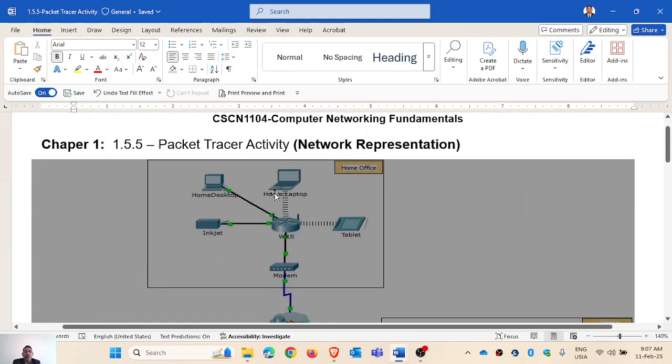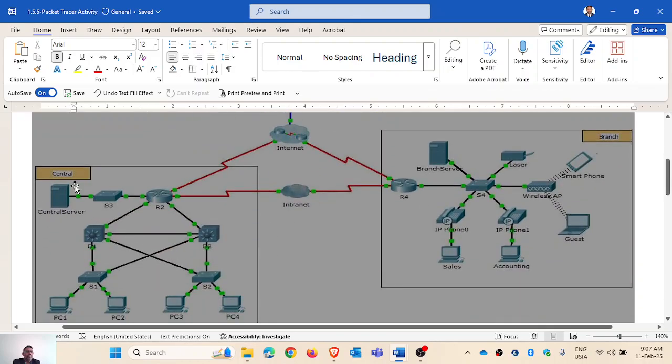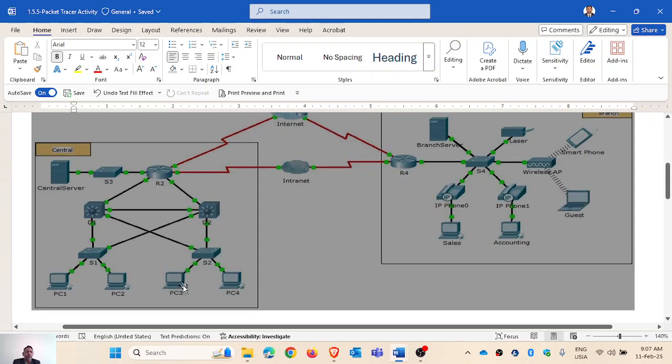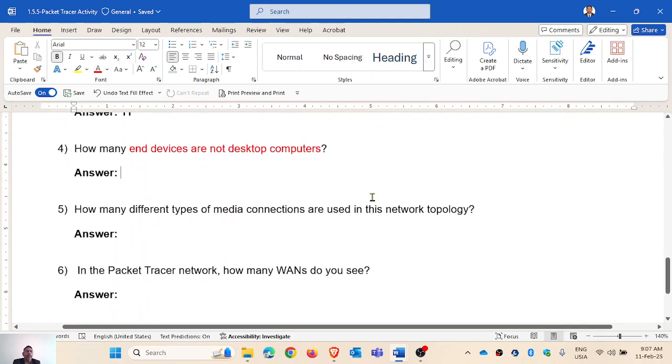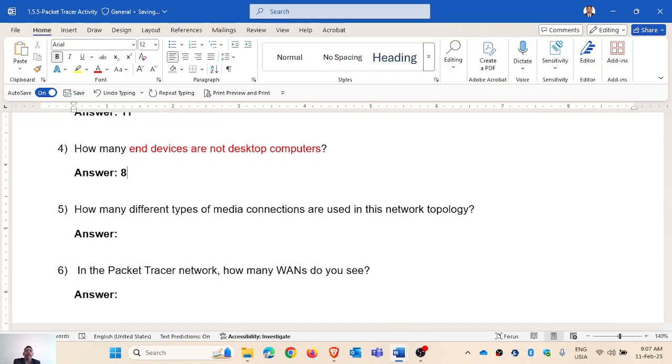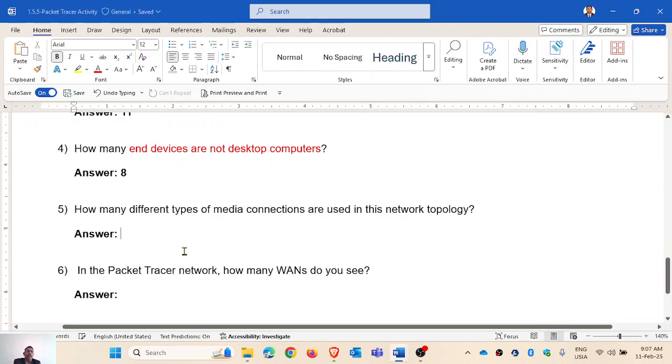We will count it. 1, 2, 3, 4, 5, 6, 7, 8. Total how many? Total 8. So the desktop should not be counted. This is a computer type. We should not count it. Total 8 without desktop computers. Now come to the next question.